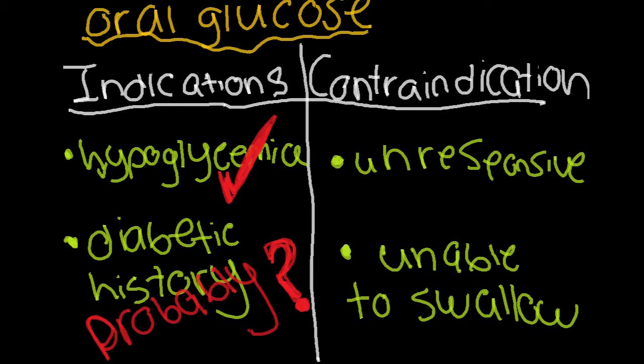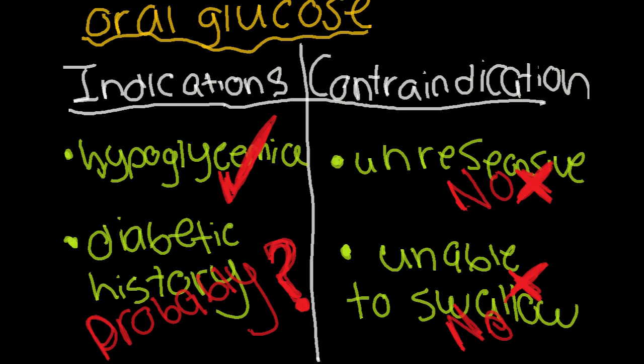Okay, now looking at the contraindications. Is Jack unresponsive? No, he's not. His eyes open spontaneously when you walk in. He's talking to us, so he's not unresponsive. And is he able to swallow? We're going to say that he is, and that he does have a gag reflex, because he's not drooling everywhere. We could see that he's able to swallow everything down.